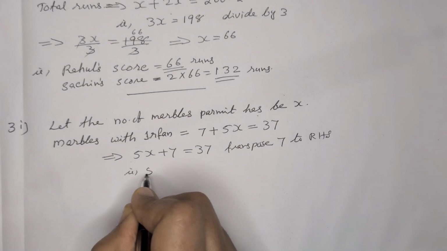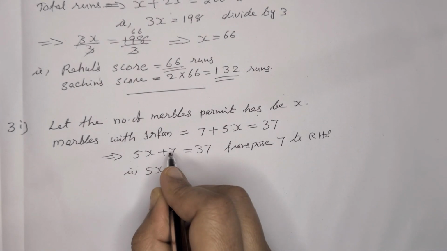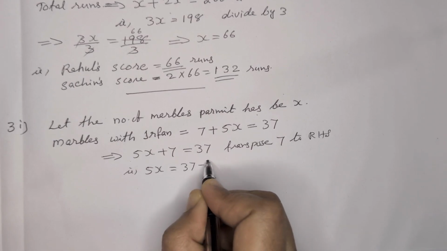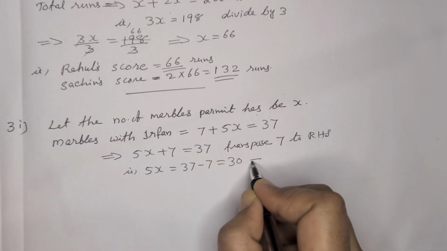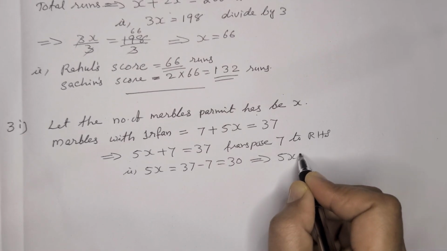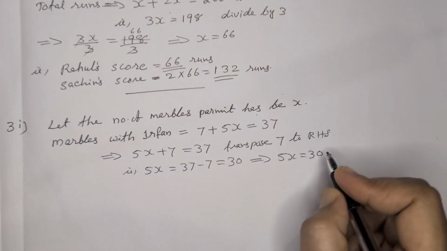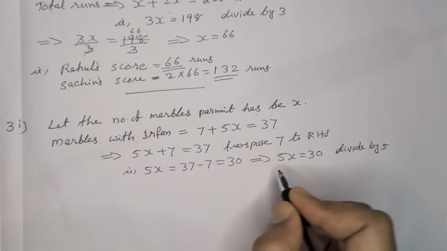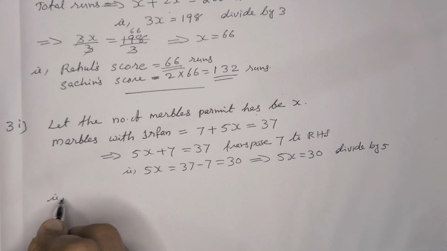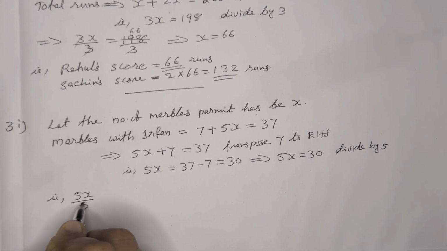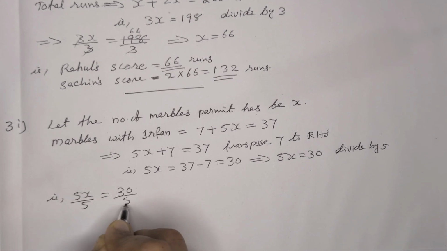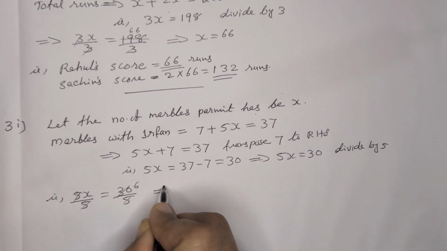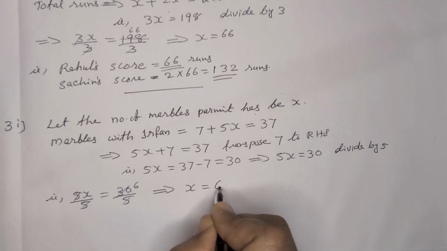That is 5x is equal to 37 minus 7. So 37 minus 7 is equal to 30, which implies 5x is equal to 30. Now divide by 5 on both sides. That is 5x by 5 is equal to 30 by 5. We can cancel the 5s here, which implies x is equal to 6.